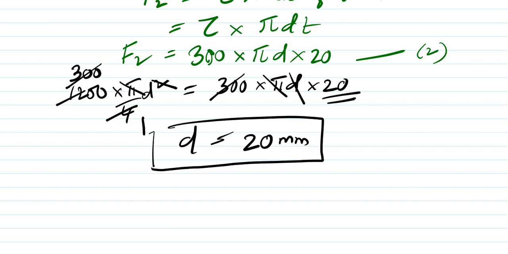Okay, so this is the solution. So the diameter of the hole that can be punched is 20 mm, which is the correct answer, 20 mm.